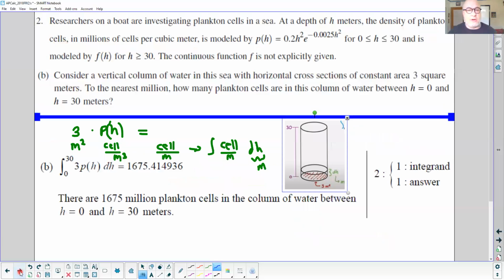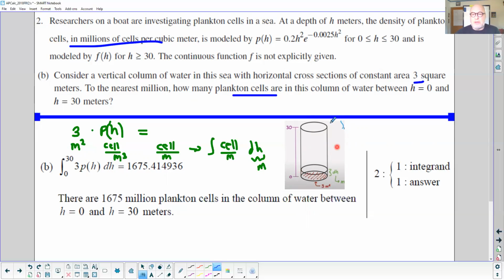Part B. Now it starts to get a little bit more hairy here. Consider a vertical column of water in the sea with a horizontal cross-section of constant area 3 square meters. To the nearest million, how many plankton cells are there in the column of water? So this, you have to remember, is kind of like a rate. In general, how do you go back and get total plankton cells? You would integrate that rate.